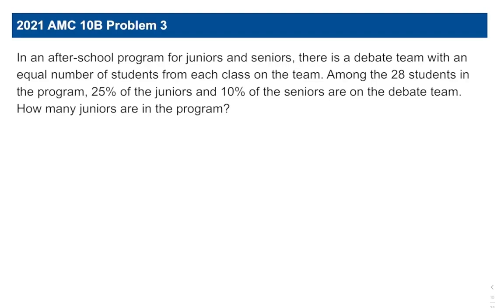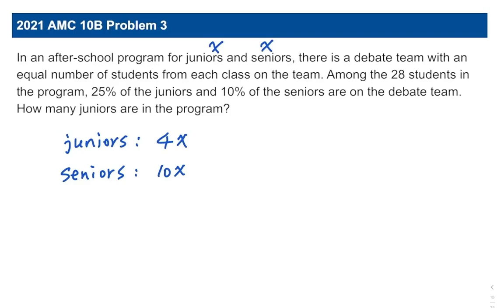I'm going to define the variables in this way. I'm going to assume on the debate team there are x juniors and x seniors. Now 25% of juniors are on the debate team, so the number of juniors is 4x. 10% of seniors are on the debate team, so the number of seniors is 10x.